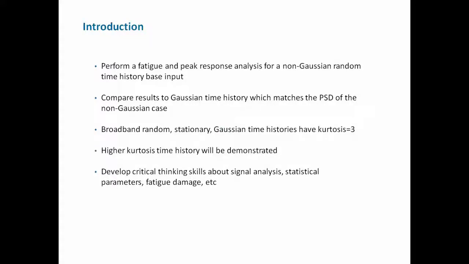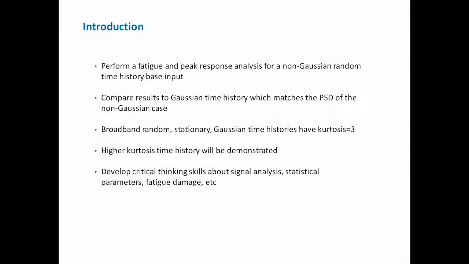So we're going to perform a fatigue and peak response analysis for non-Gaussian random time history base input, and there's a parameter we're going to be talking about called kurtosis. For a non-Gaussian random time history, the kurtosis is typically greater than 3. We're then going to take a power spectral density of our non-Gaussian random time history that we'll be generating.